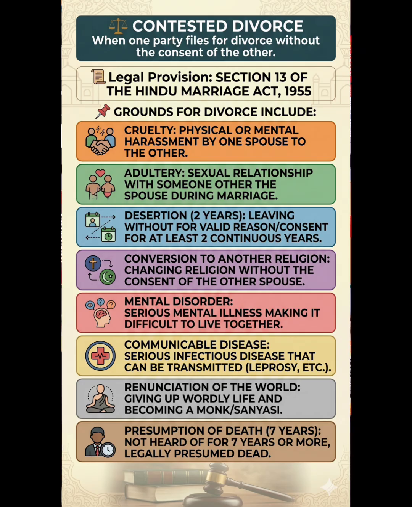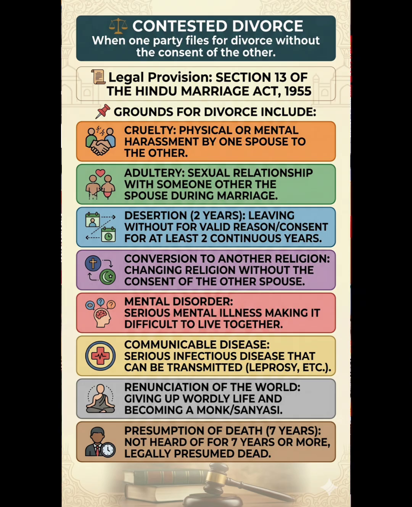And third one, desertion, 2 years. Desertion means one spouse leaves the other without any valid reason and without consent for at least 2 continuous years or more. Then conversion to other religion. If one spouse changes their religion without consent of the other, it becomes a ground for divorce.